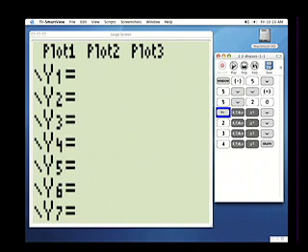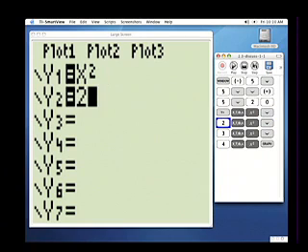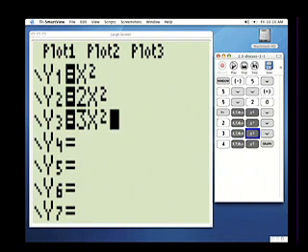The first equation we're going to enter is the x key followed by the x squared key, so y equals x squared. Then we'll move down to y sub 2 for the second equation, and this time we're going to enter the 2 key, then the x key, then the x squared key. For our third equation, we move down to y sub 3, and we're going to hit the 3 key, and then the x key followed by the x squared key. So we have 3x squared.